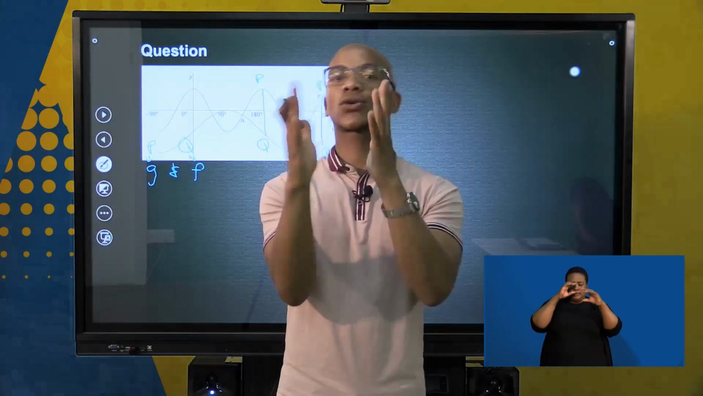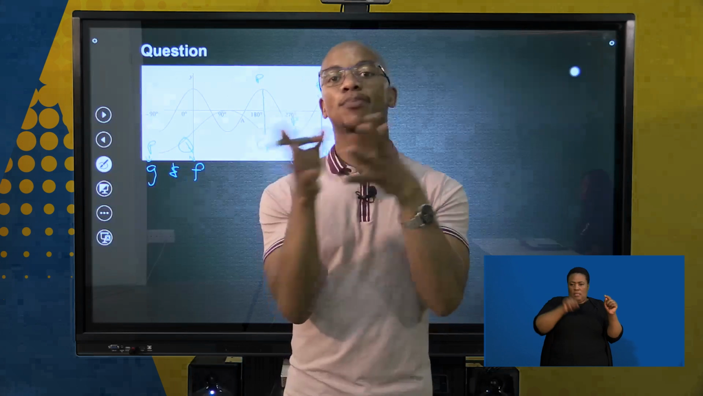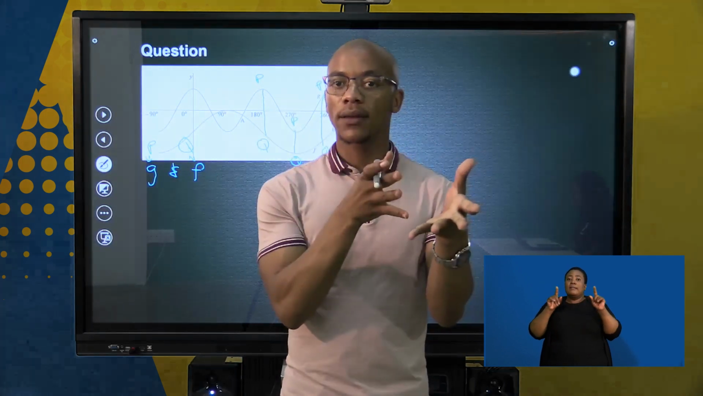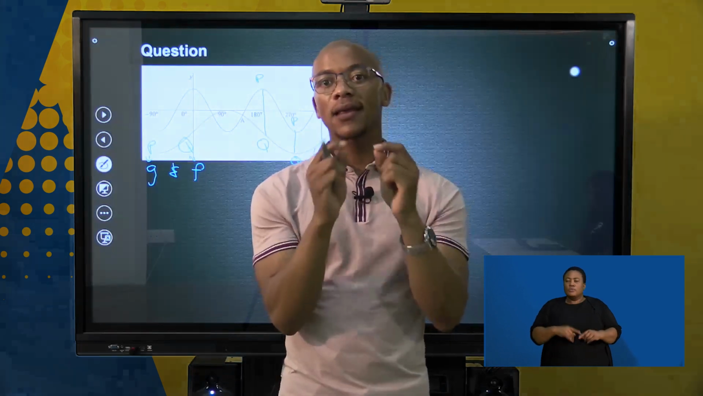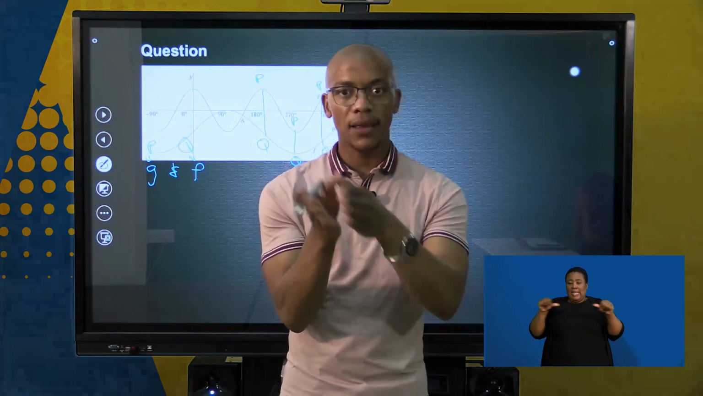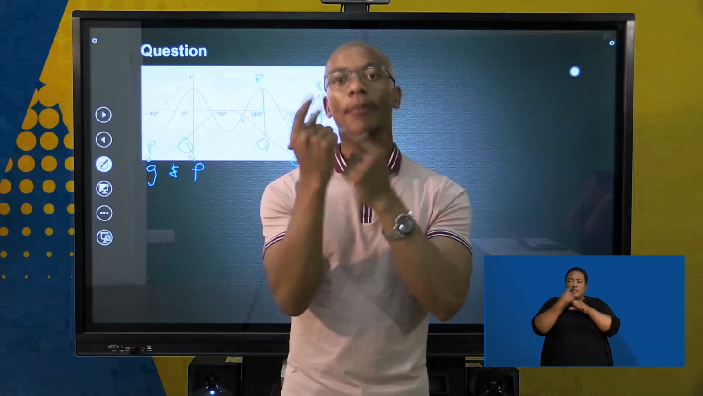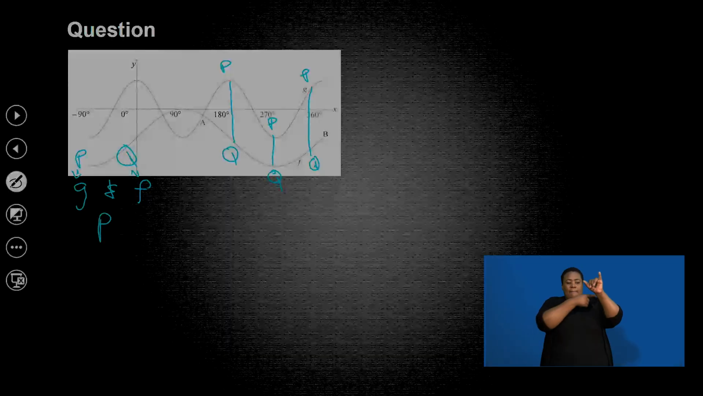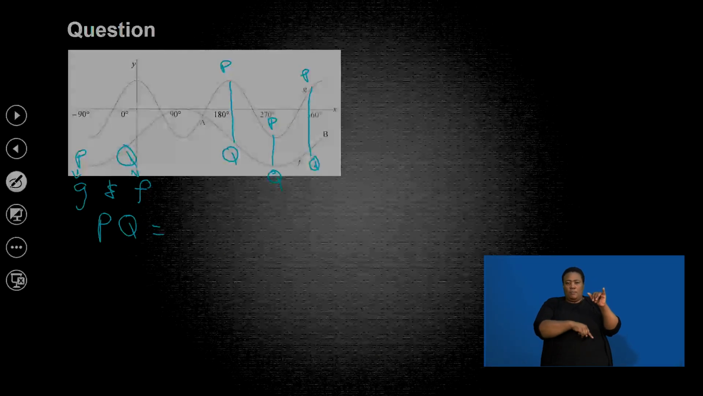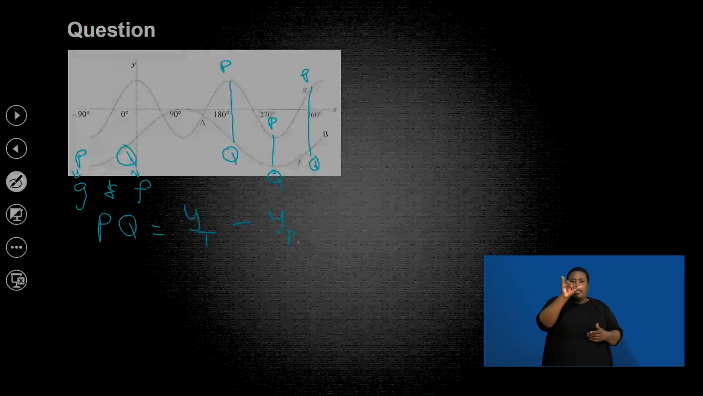So you can try and draw any line there as long as it is parallel to the y-axis. Now, they want the length. The length we know, a vertical length parallel to the y-axis, is always the y at the top minus the y at the bottom. So let's have a look at that. I will say my PQ is actually y at the top minus y at the bottom.